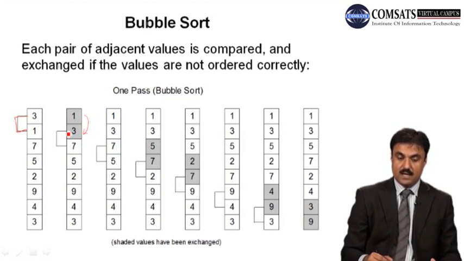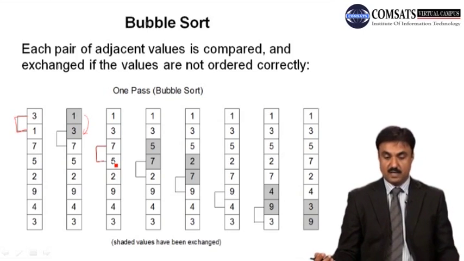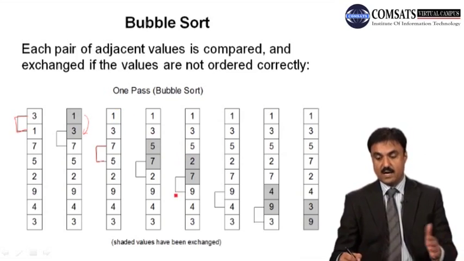Then we compare the second element with the third element. Is 3 greater than 7? No, leave it as it is. Then we compare 7 with 5, meaning the third element with the fifth element. So you can see here, 7 is greater than 5, so we are going to swap the elements. Similarly, we can continue.